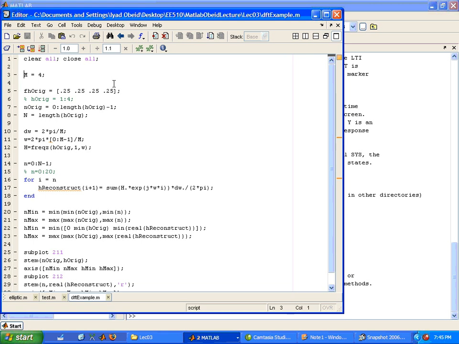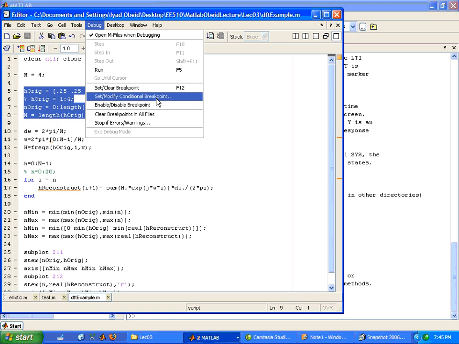So let's start with, what did I call that? FH or H. Okay. So here's a very simple time sequence. A quarter, a quarter, a quarter, a quarter. And it's of length 4. There are certain MATLAB hotkeys that are apparently also hotkeys for the recording software, and they're fighting with each other.